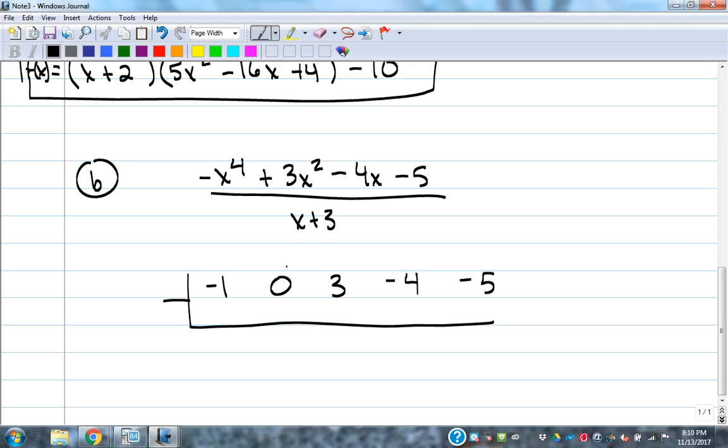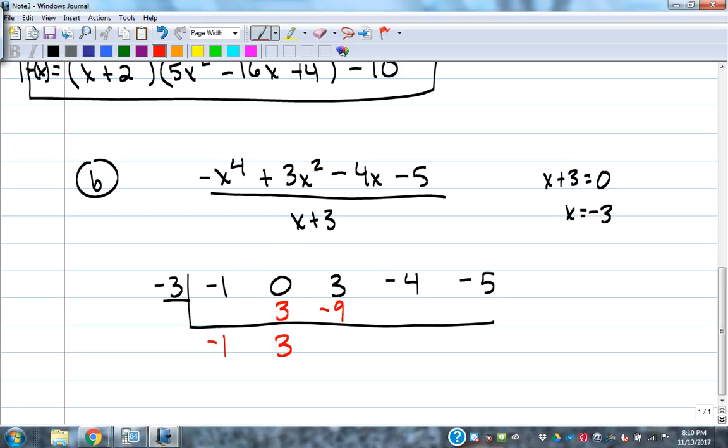What goes on the shelf? Negative 3. How'd you get that? Yes, x plus 3 equals 0. Solve it, you get negative 3. So that's what goes on the shelf. How do we get the ball rolling? Drop that negative 1 down. Then what? Multiply. Negative 1 times negative 3 is 3. And add.